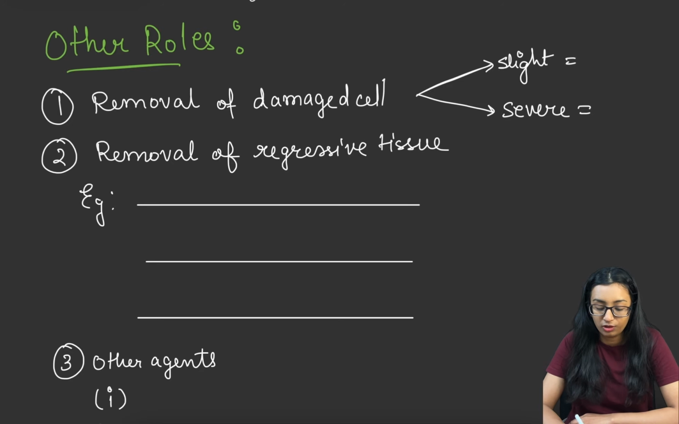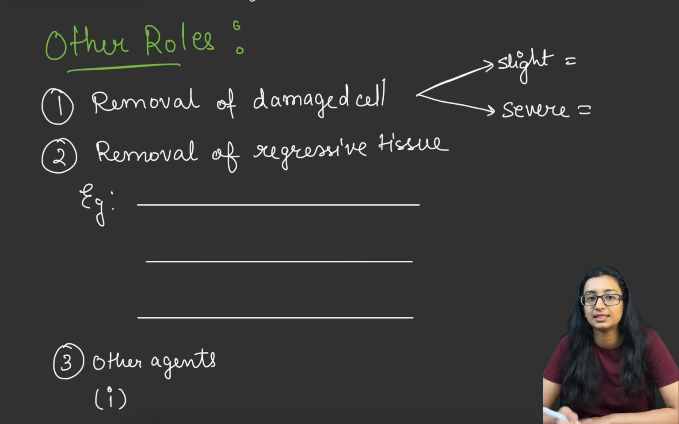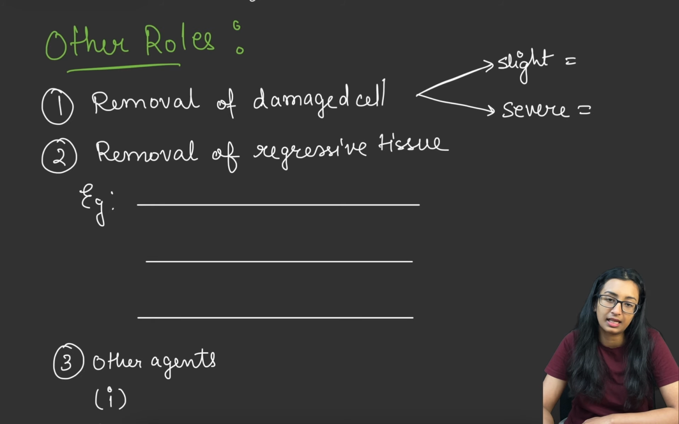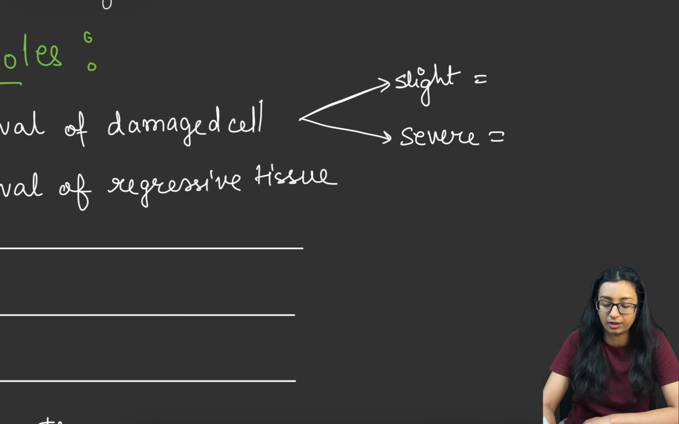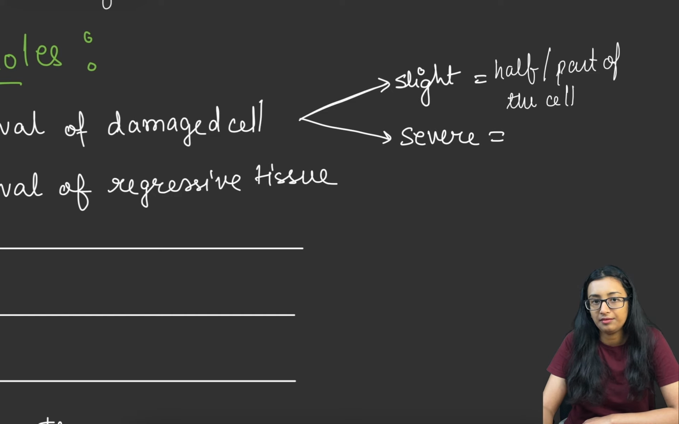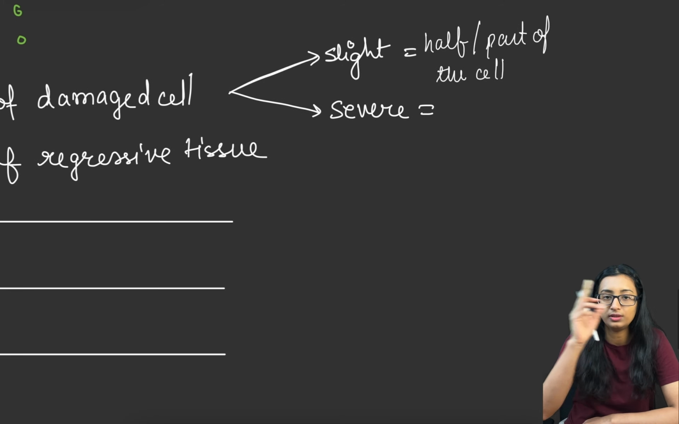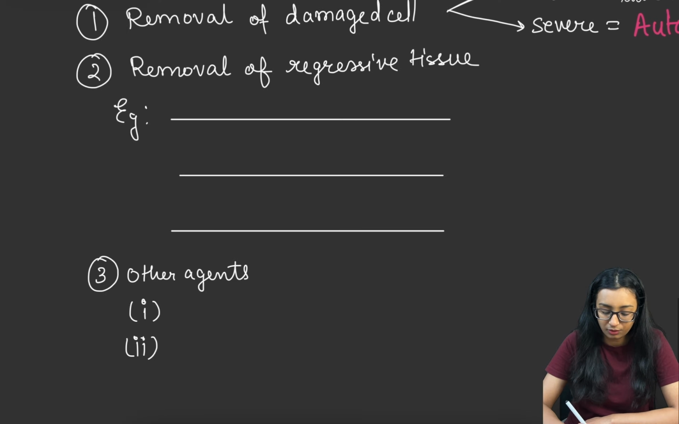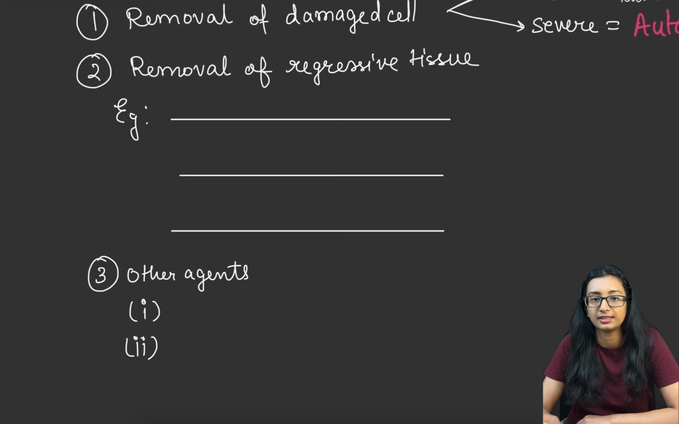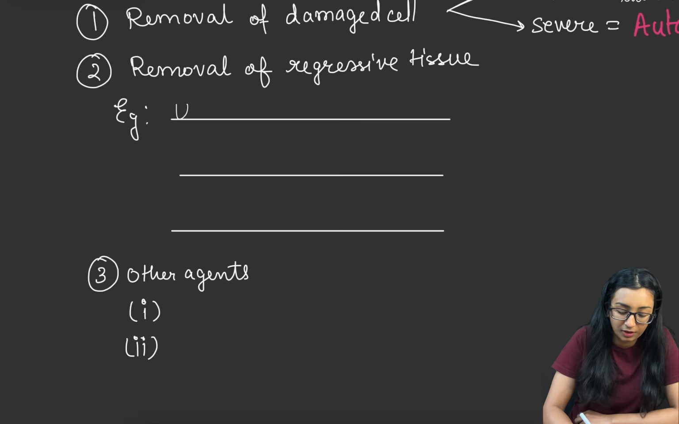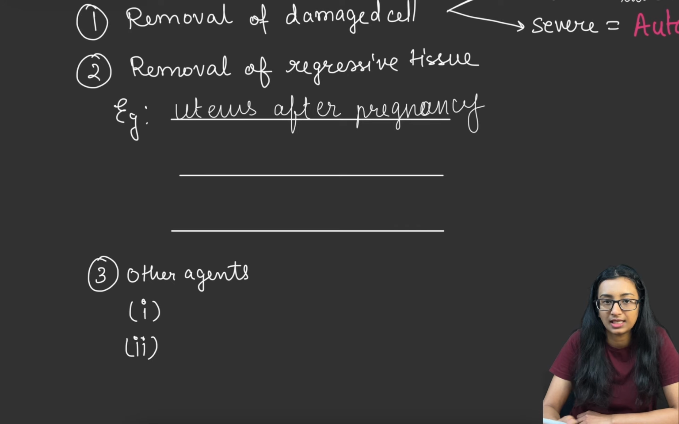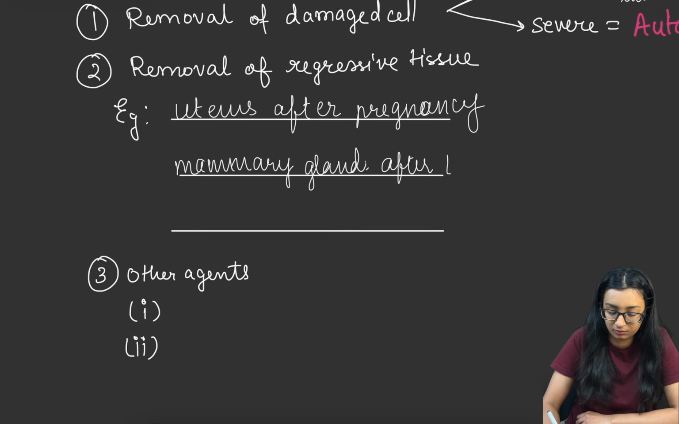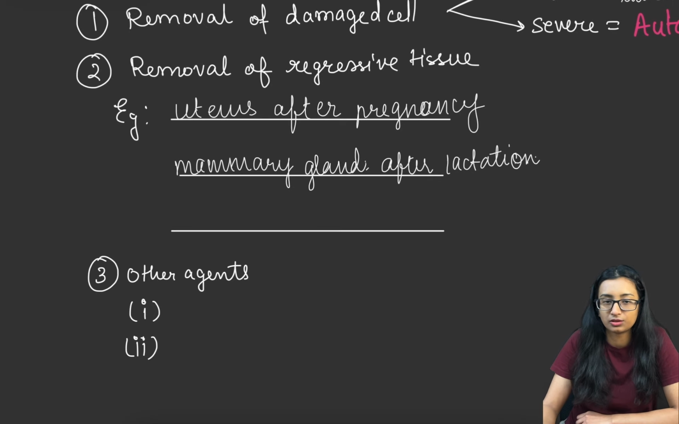We should know other roles of the lysosomes as well. There can be removal of damaged cells. Damage can be severe or slight. In case it is slightly damaged, then we remove half of the cell or a part of the cell. If it is very severely damaged, then the whole cell is taken away. So this is called autolysis. Another role of the lysosome is the removal of regressive tissue. For example, we have the uterus after pregnancy, the mammary glands after lactation, and muscles after a long period of inactivity.